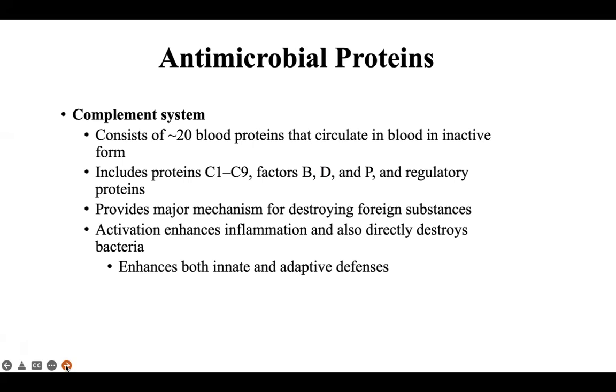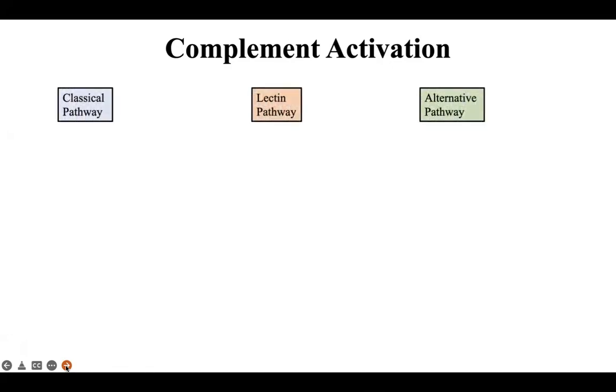Okay. So they activate and enhance inflammation, and also directly destroy bacteria. And if required, they can also take help from the adaptive system as well. So let's see how this works. Complement activation is a cascade of pathways, not just one pathway, it's a cascade of pathways. There are 3 ways this is possible: classical pathway, lectin pathway, and alternative pathway, right?